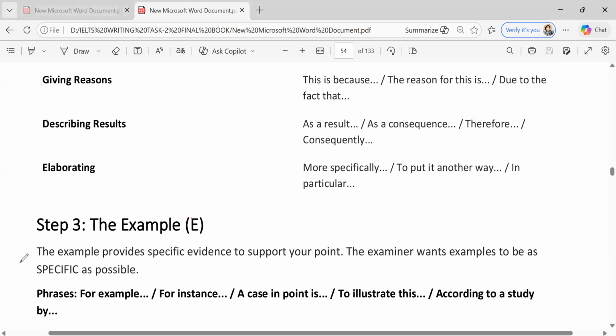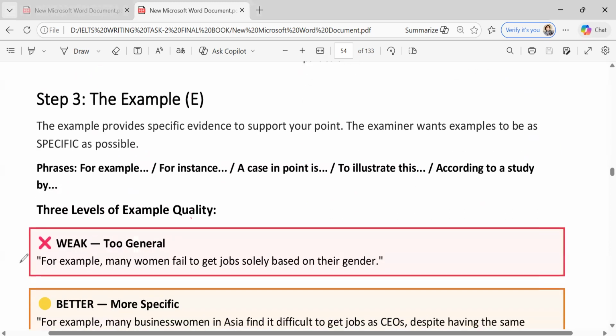The third part is all about giving an example. Step number 3: the example provides specific evidence to support your point. The examiner wants examples to be as specific as possible. Keep in mind what I have mentioned here. Your example has to be as specific as possible. The examiner doesn't like general examples. He loves clear, specific examples.